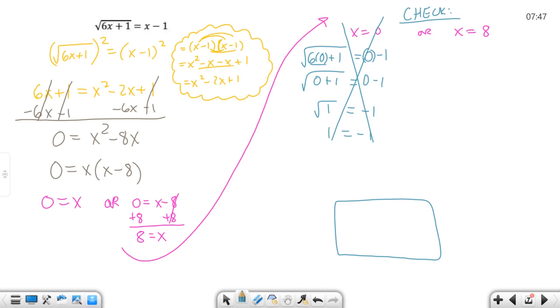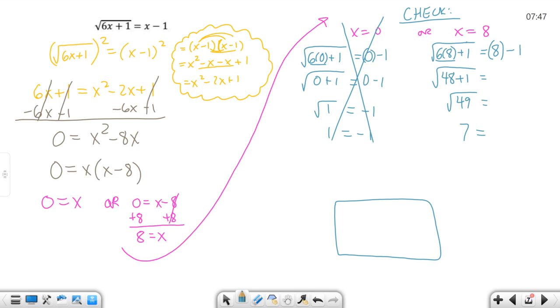Let's check 8. So we have the square root of 6 times 8 plus 1. And notice I'm going to extend my radical there so it's over the 1 to make sure that I know it's under there. Equals 8 minus 1. So let's work on the left-hand side first. What is 6 times 8? 48 plus 1. And what is 48 plus 1? 49. That's still under the radical. I haven't taken the square root yet.